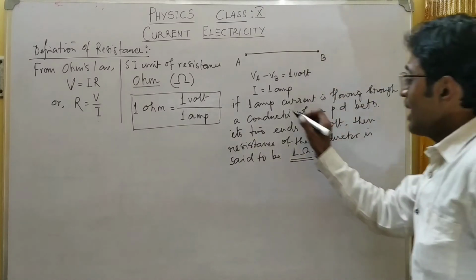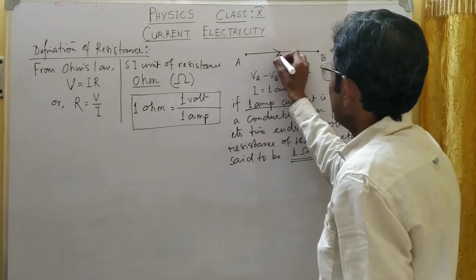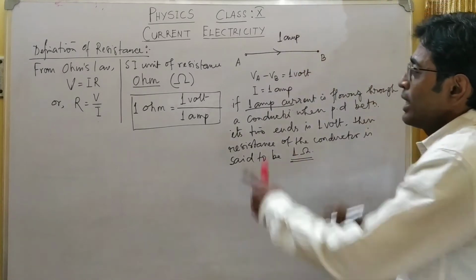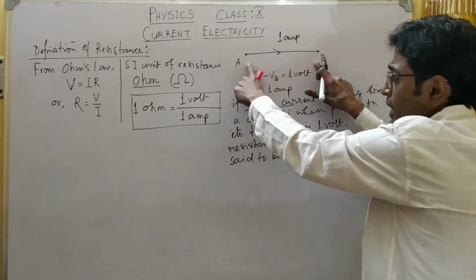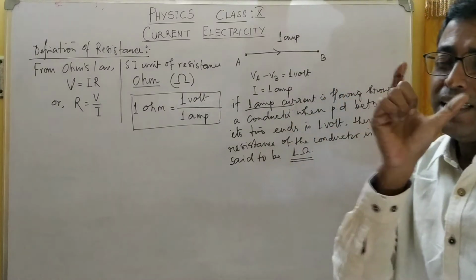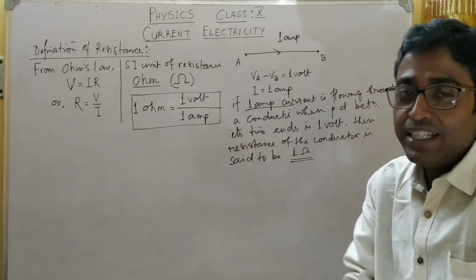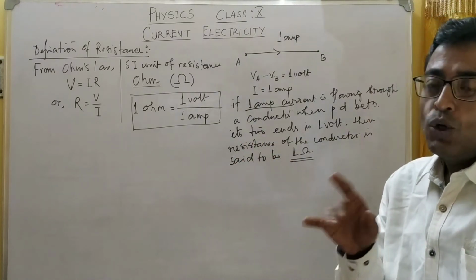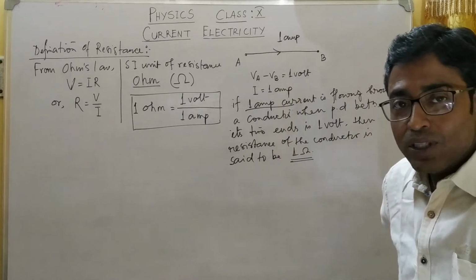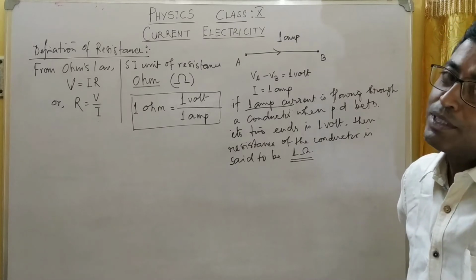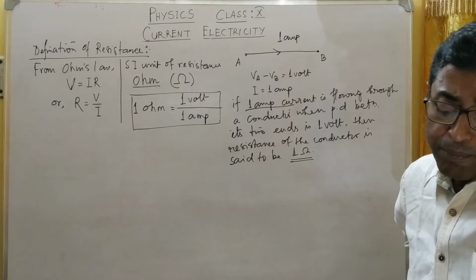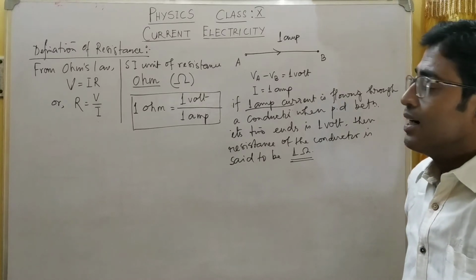So in this conductor, what is the current flowing? 1 ampere. What is the potential difference between these 2 points? 1 volt. If the conductor allows this, that is, the potential difference between the two ends is 1 volt and within it 1 ampere current is flowing, then what is the resistance of that conductor? 1 ohm. So simple as that. Okay, so remember this. Now there is an experimental setup for finding out the resistance.